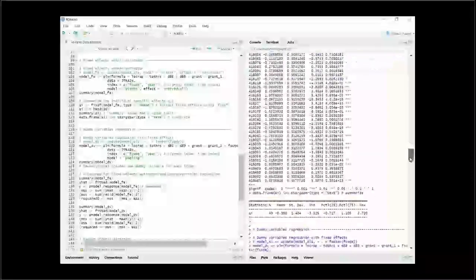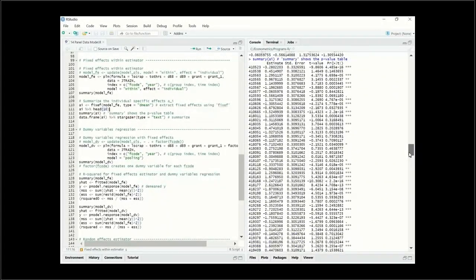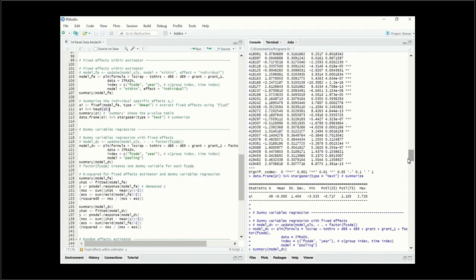Okay, so now we have again 54 firms, so we're going to have 54 fixed effects here, one for each firm. If we're going to summarize the individual specific effect, what we are going to be doing here is we are going to have a mean of 0. So that's by design, the individual specific effects are going to have a mean of 0. Okay, so this is how we estimate a fixed effects or within estimator.